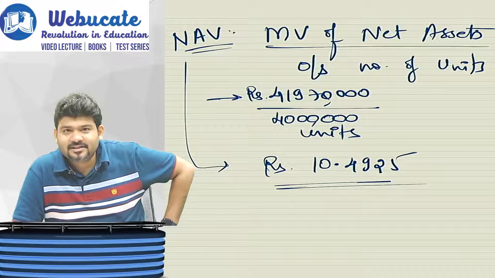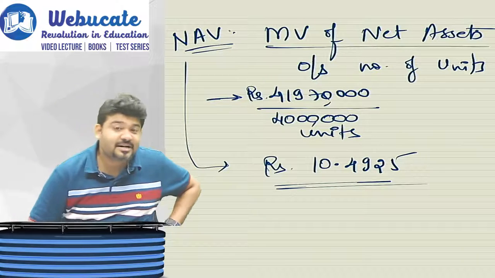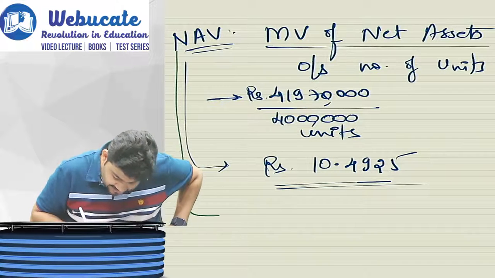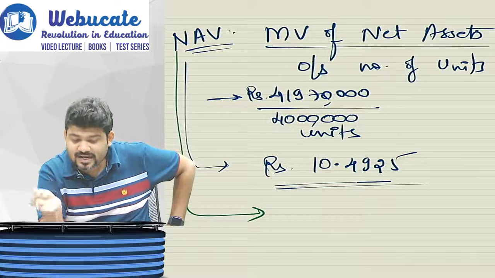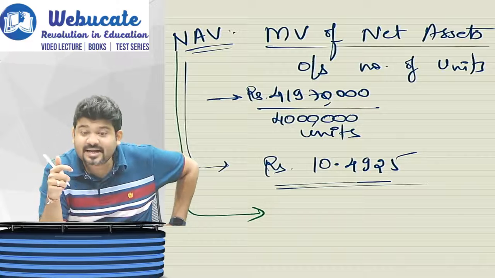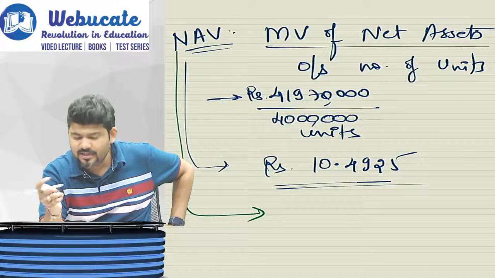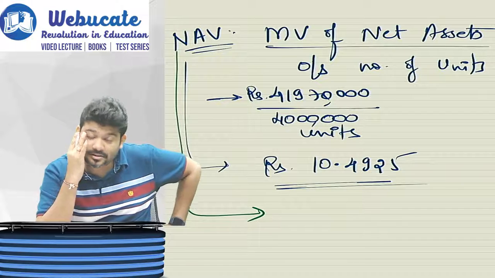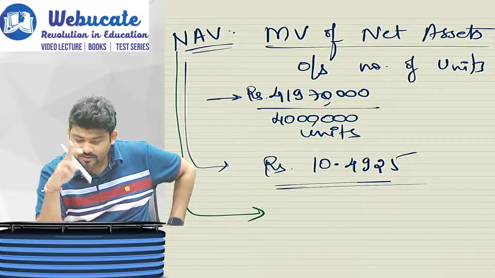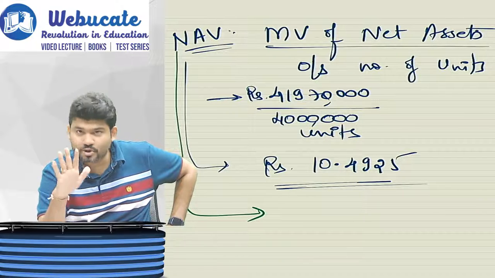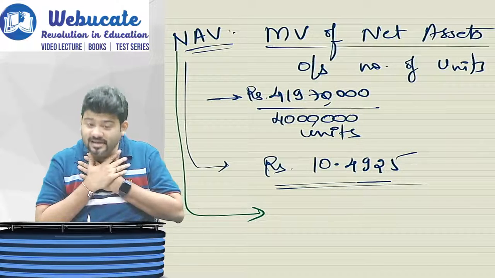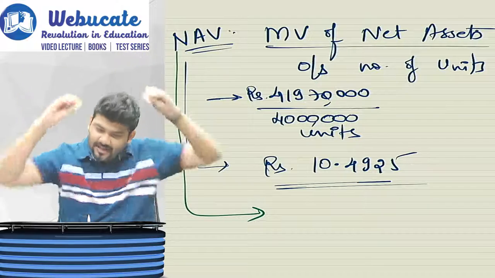Let us standardize it. Because every time with NAV, sometimes we take 2 decimals, some 3, some 4, it will not work. What I have observed is in a few suggested answers, ICAI has taken NAV up to 2 decimals. In a few, up to 3 decimals. And the maximum they have taken is 4 decimals. Tell me, which one will we prefer? By default, let us be prepared for the maximum ICAI has taken.